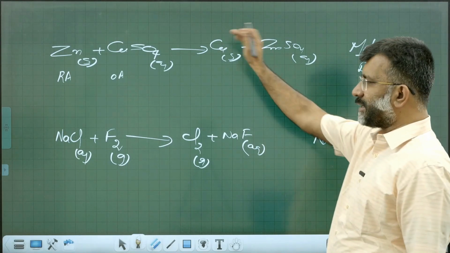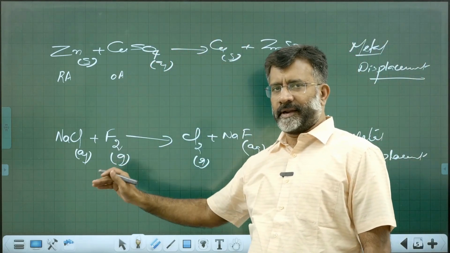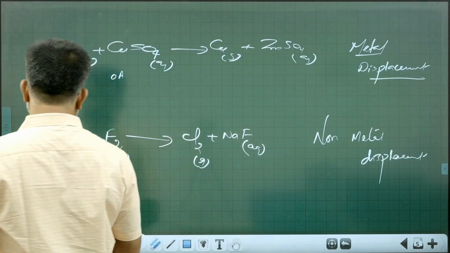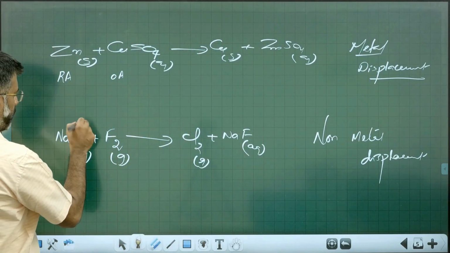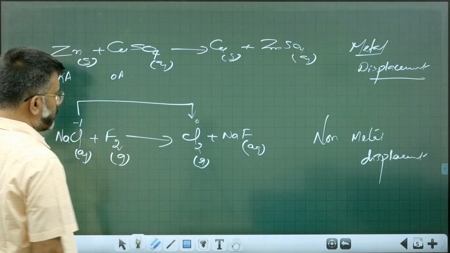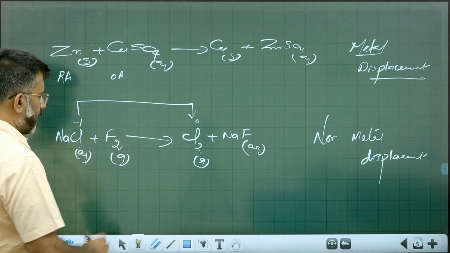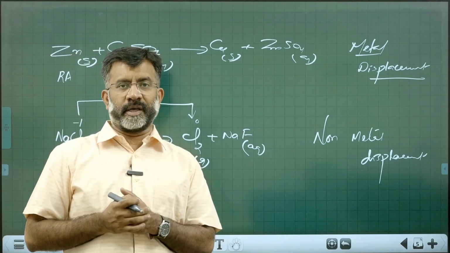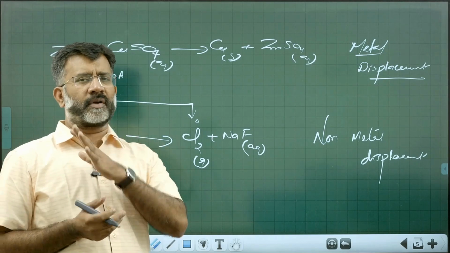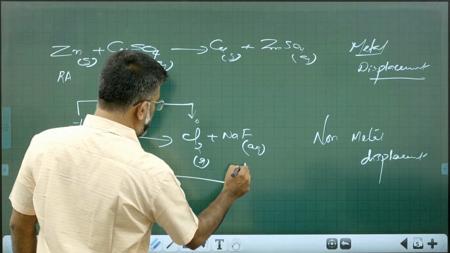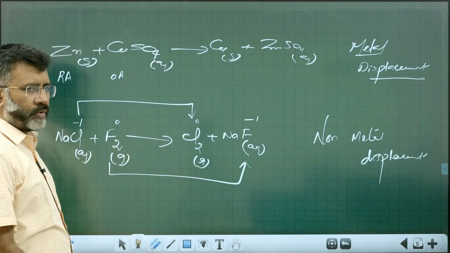Here a metal is getting displaced, and here a non-metal, chloride, is getting displaced. Hope you easily understand. Chlorine -1 is converted to 0. So chloride is oxidized by fluorine. Fluorine is a powerful oxidizing agent which undergoes reduction of its own and is converted to F minus.